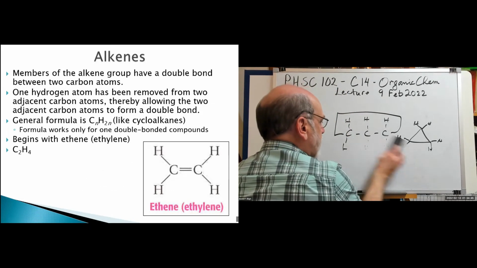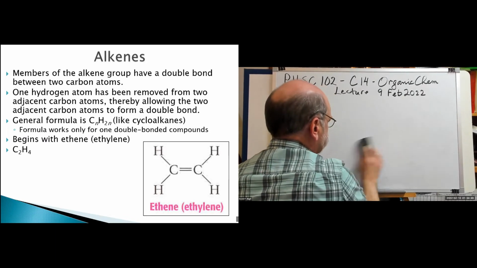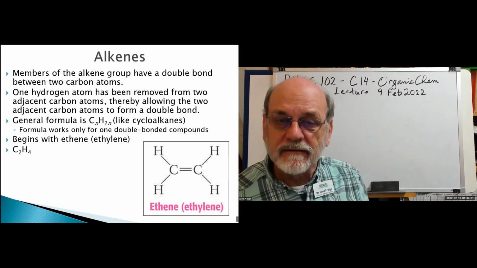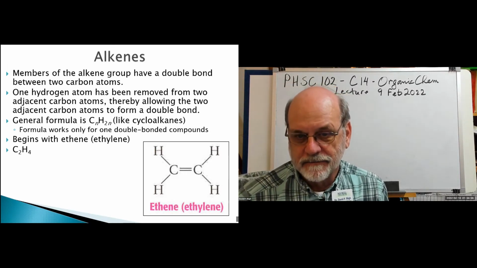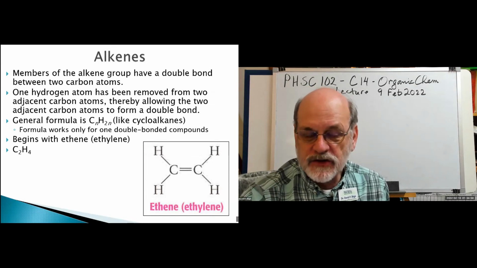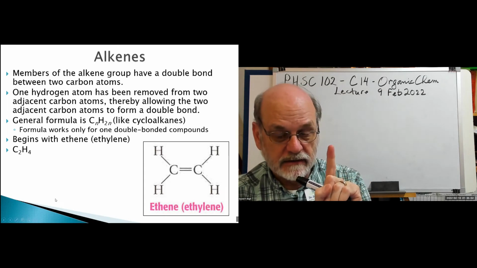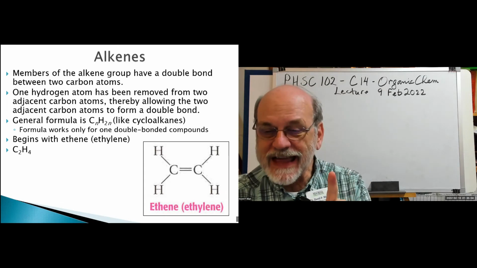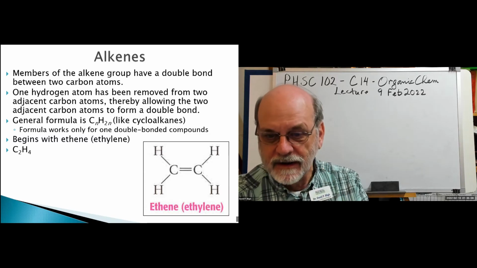Now we can start adding double bonds. When you take an alkane and add a double bond to it, you get an alkene. And the general formula for alkenes with only 1 double bond present is the same formula as for cycloalkanes. Why?